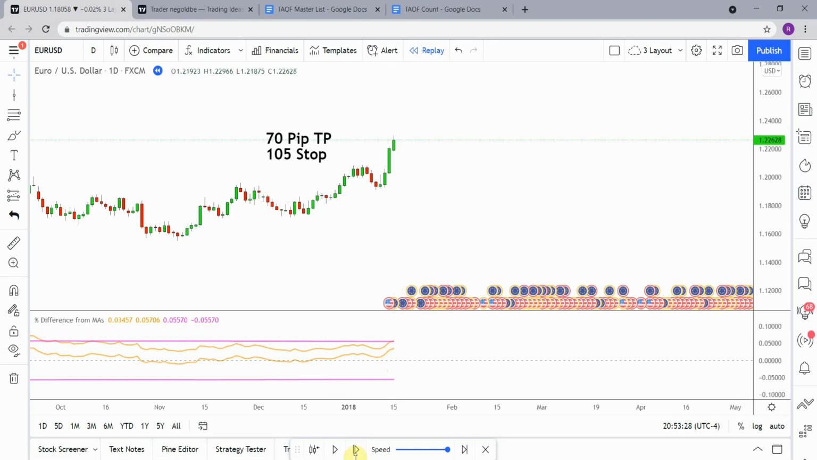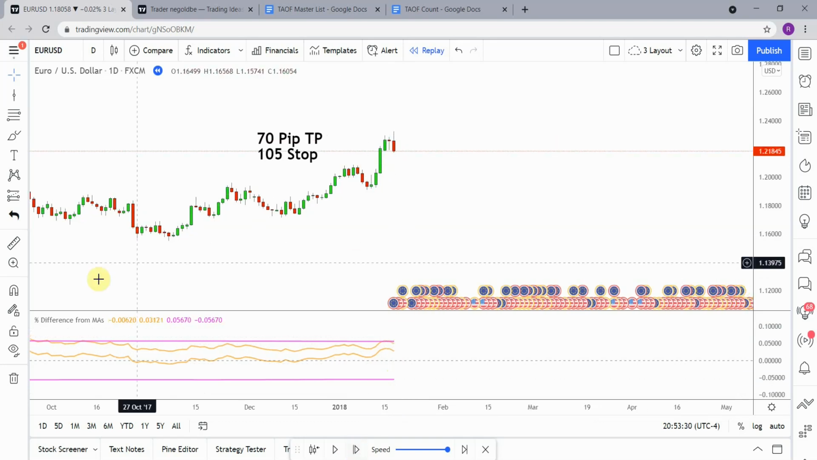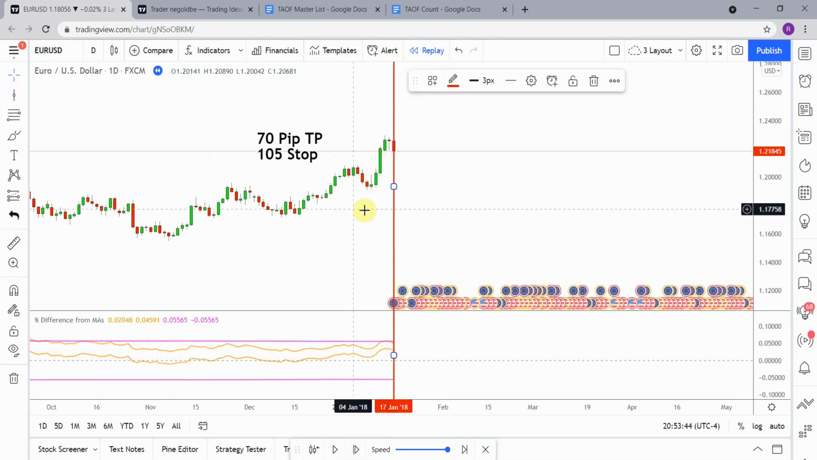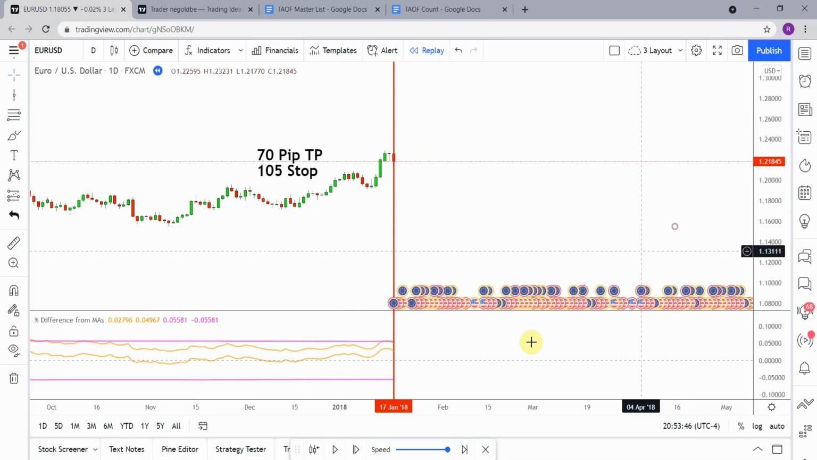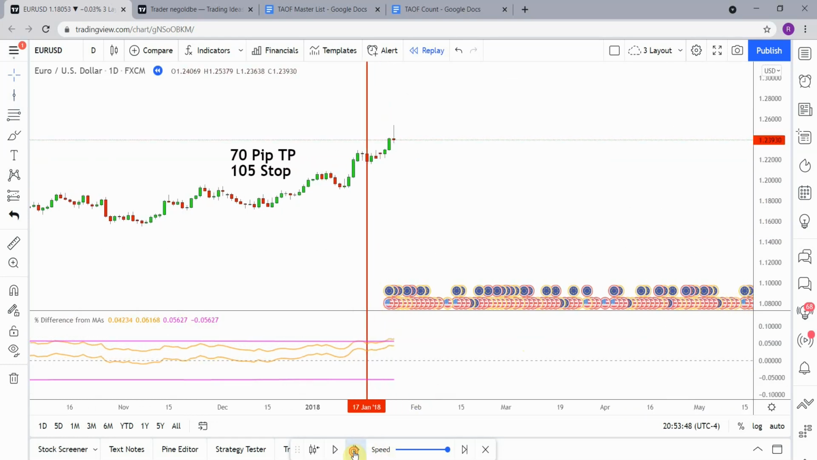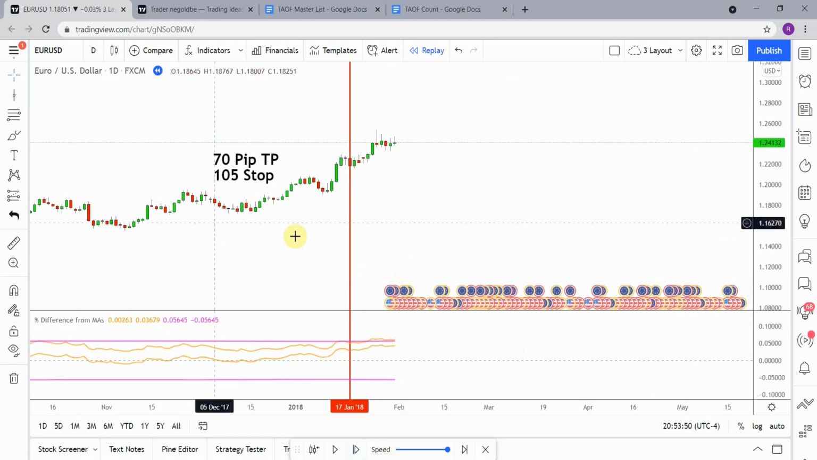So now that it has done that, let's go ahead and play it forward a little bit. All right, now we can see that almost immediately it makes its way back down underneath that purple line right here. That is going to be a short signal right there. Let's go ahead and play this forward, see what we get. Unfortunately, we do get stopped out on that one.